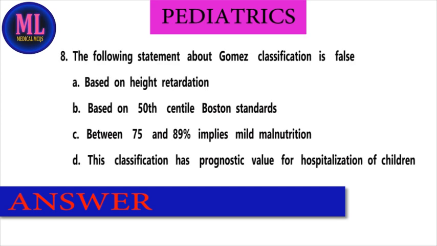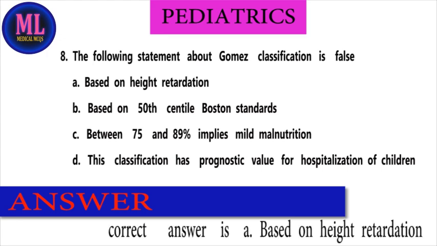8. The following statement about Gomez classification is false. A. Based on height retardation, B. Based on 50th centile Boston standards, C. Between 75 and 89% implies mild malnutrition, D. This classification has prognostic value for hospitalization of children. Correct answer is A. Based on height retardation.